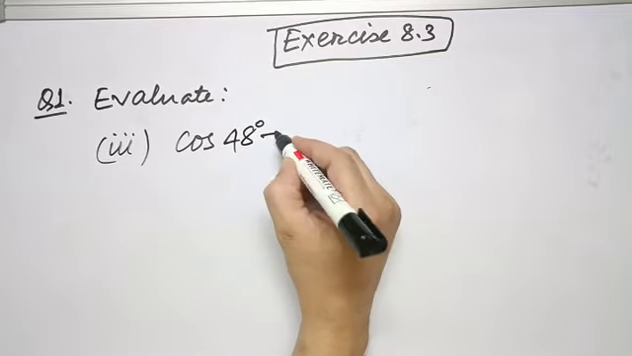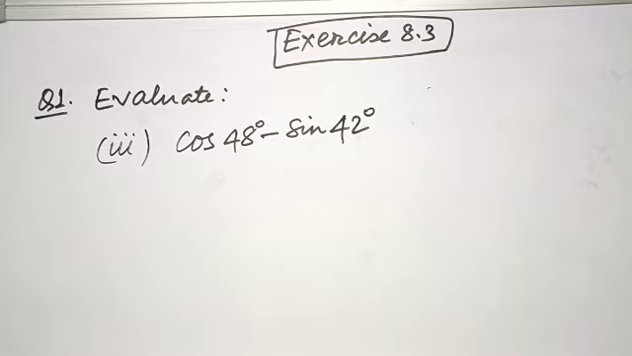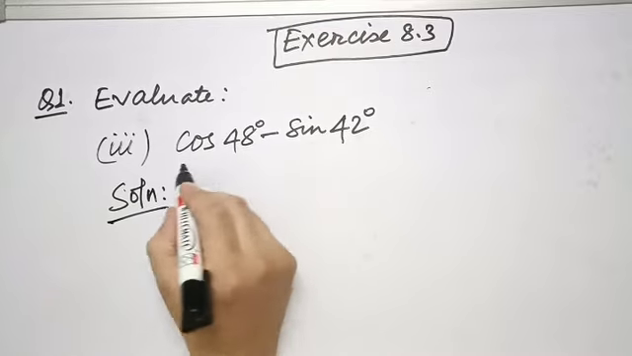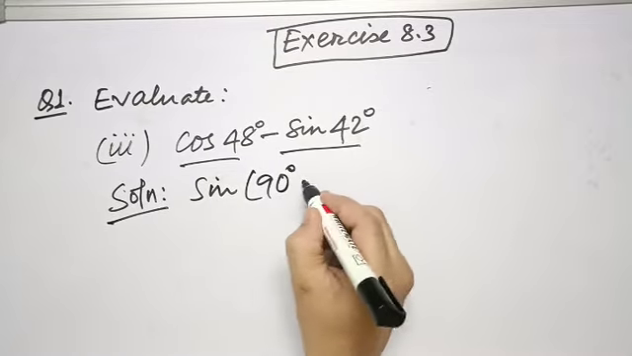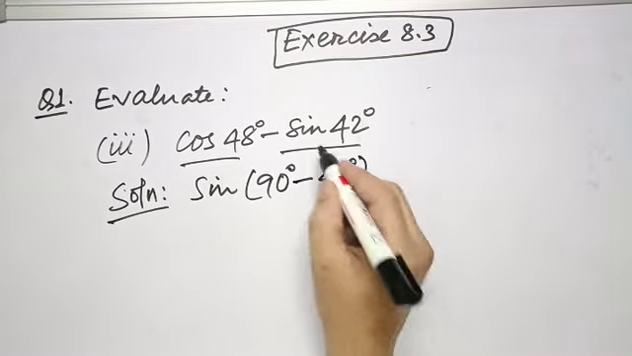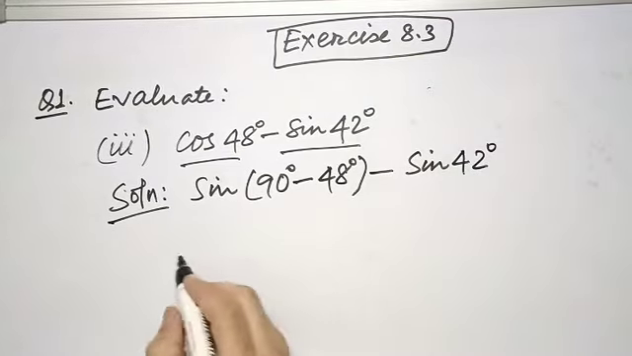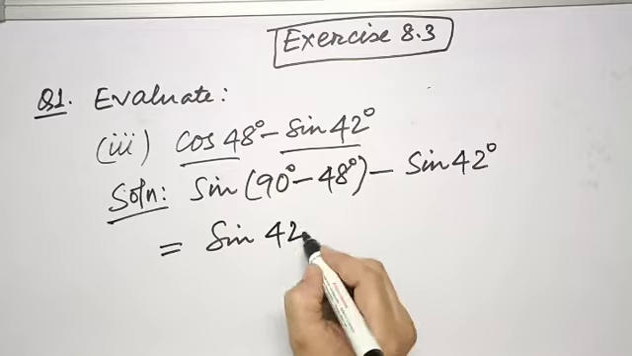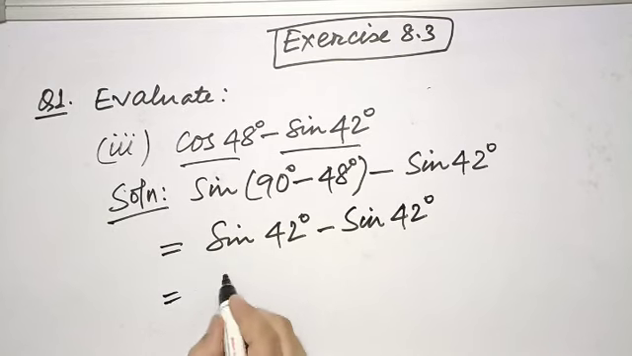48 minus sine 42. Again we'll use the same concept, but this time we are going to change one value, that is, you change either this one or this one. Let us change this one. This will be 9 sine 90 degree minus 48, and you keep this value the same. Don't change both the values, otherwise you will be in a loop and you won't be able to get the answer. So if you subtract these two, you'll get 42, and sine 42 is already there, so sine 42 will be there, and this is going to give you 0.